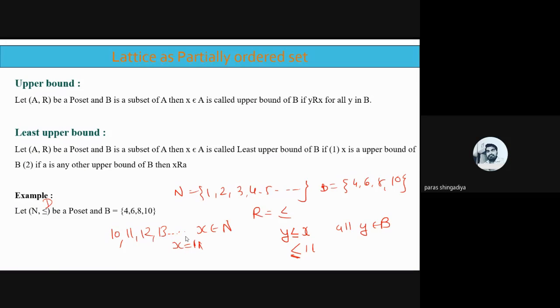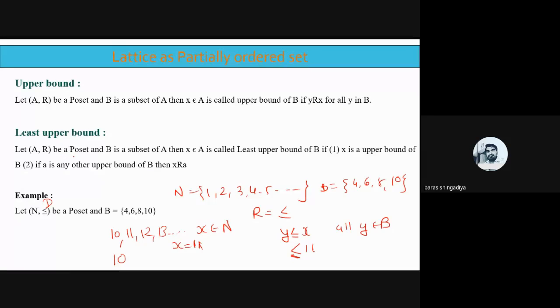Clear? And now based on that, we'll identify the least upper bound. So how can we identify the least upper bound? Least means the lowest value, the least value in this answer. Which one is the lowest value? Lowest value is 10. So 10 is called the LUB, the least upper bound. And why is it so? Because it satisfies the definition condition.